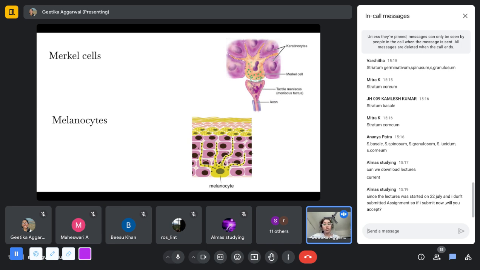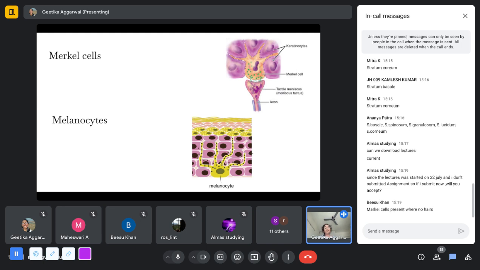Okay, everyone. Can you guys tell me what Merkel cells are and what melanocytes are? Merkel cells are present where there is no hair, correct? And what are they? What do they do, or what are they known for?